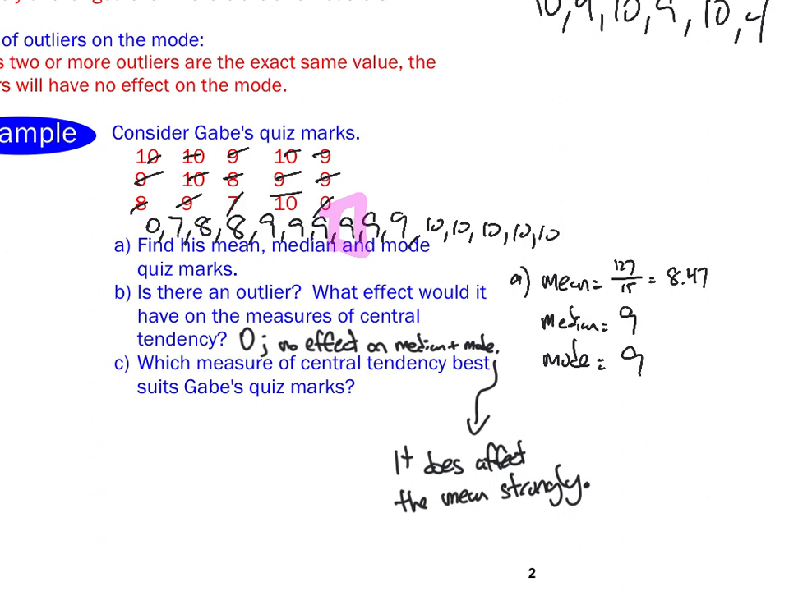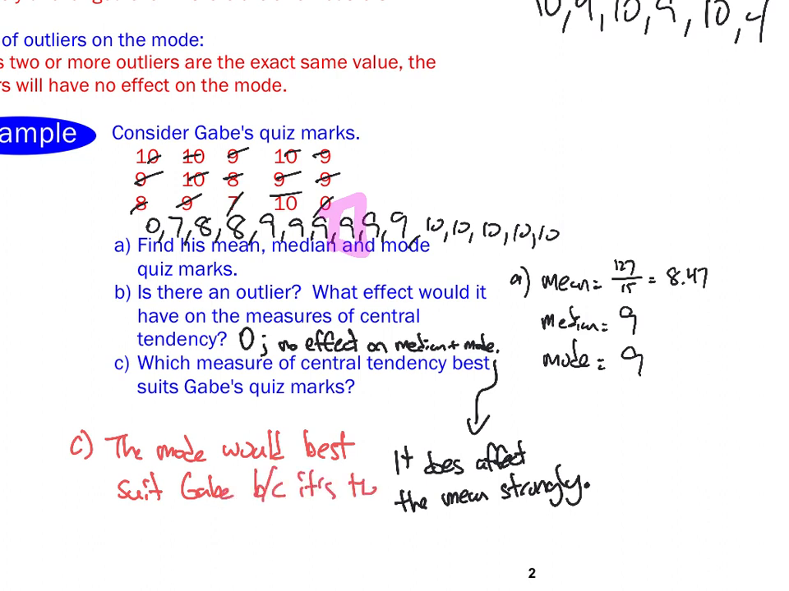So we'll say that part C, the mode would best suit Gabe because it's the most common score.